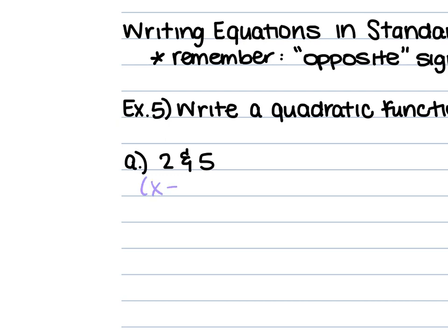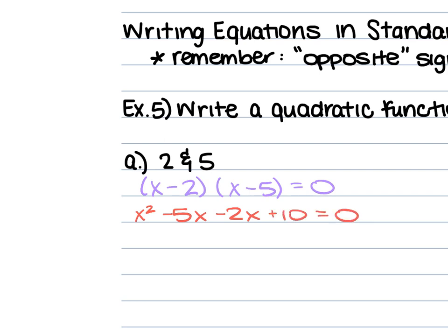This is going to be x minus 2. The opposite of 5 is negative 5, so it's going to be x minus 5. We set this equal to 0. We FOIL. X times x is x squared. X times negative 5 is negative 5x. Negative 2 times x is negative 2x. Negative 2 times negative 5 is a positive 10. Keep it equal to 0. Combine your like terms. We have x squared minus 7x plus 10 is equal to 0.